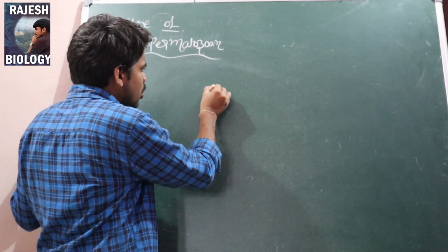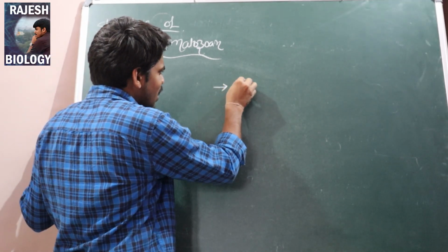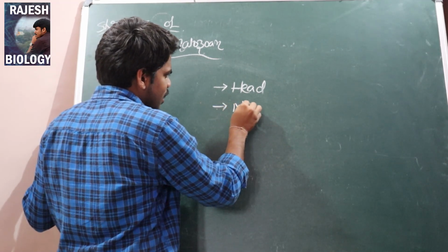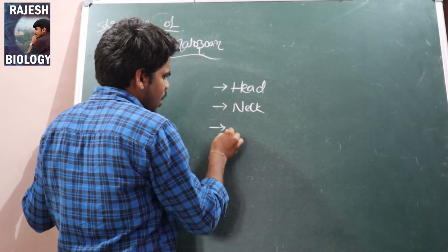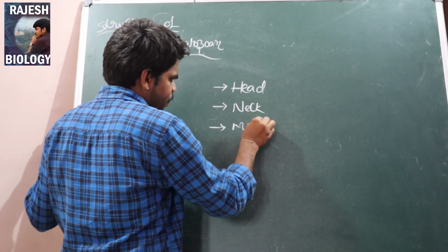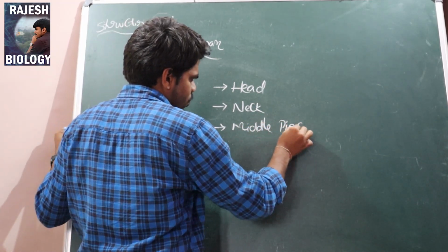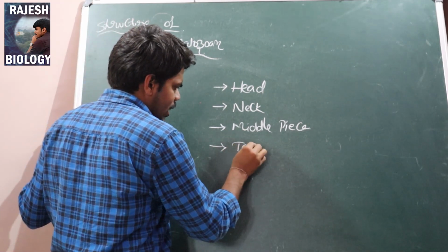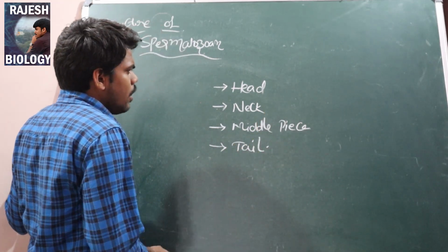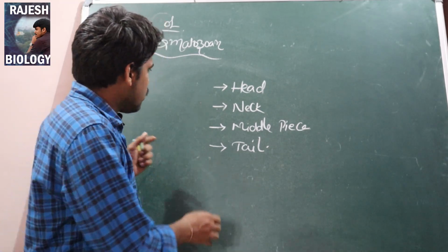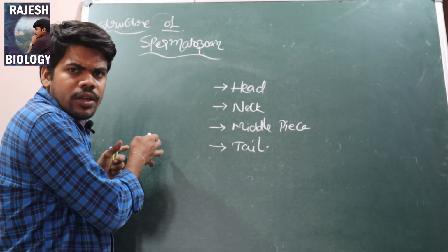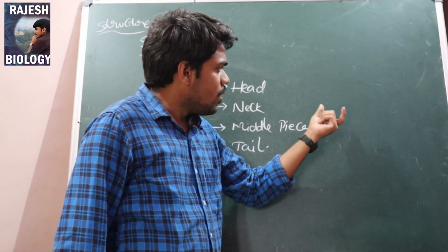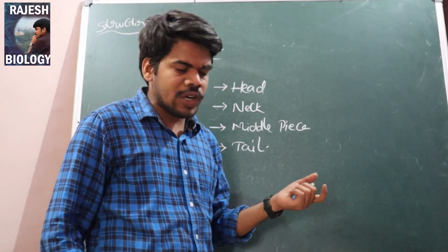So, a mature spermatozoan contains mainly the head and neck and middle piece, and last but not least, the tail. So if I draw the sperm cell structure here, I'll let you know what the parts are, where they are located, and what their functions are also.